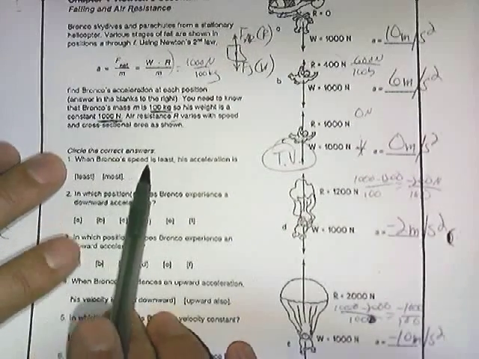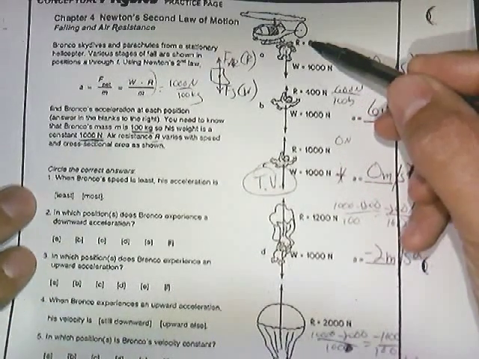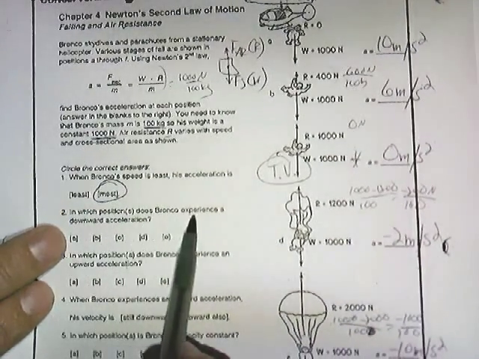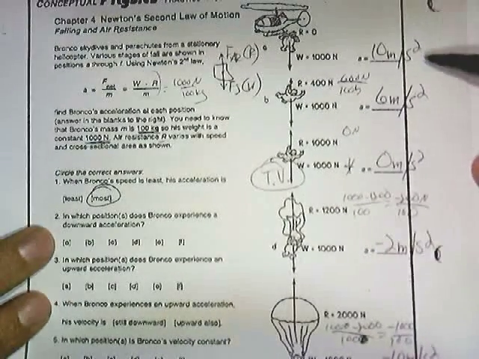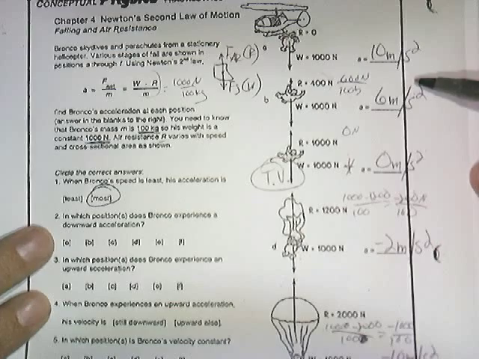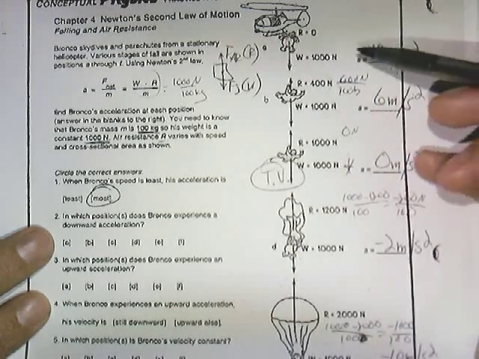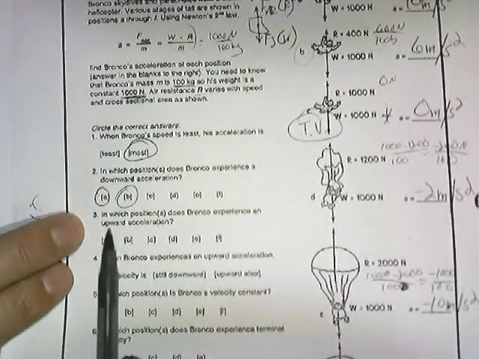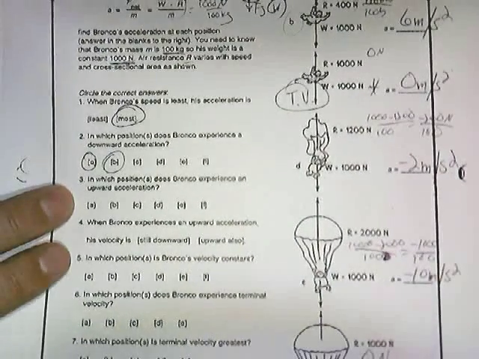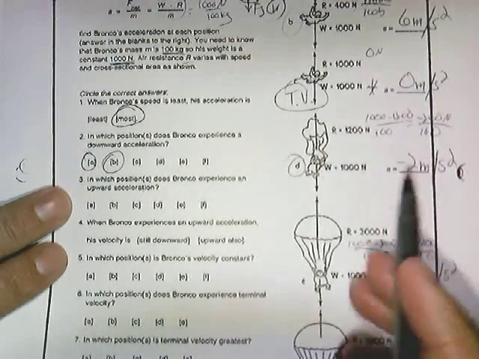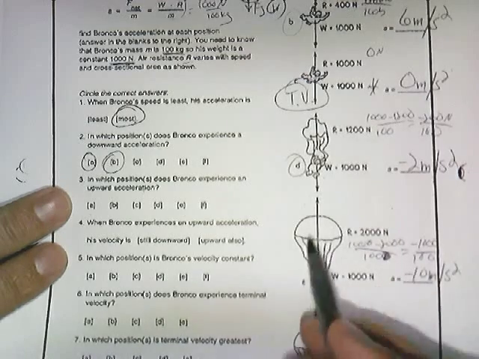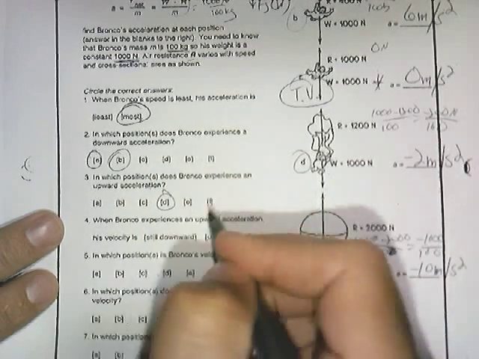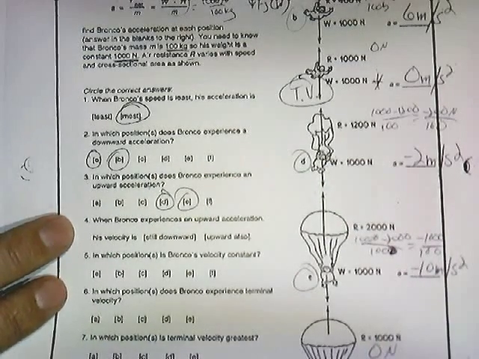When Bronco's speed is the least, or 0, right here, his acceleration is the greatest. In which position does Bronco experience a downward acceleration? Well, we're looking at a downward acceleration. Downward here, boom, location A and location B. In which position does Bronco experience an upward acceleration? Well, that's going to be locations, where am I at here? Oh, D and E. Let's see, D and E. Yes, sir, or ma'am, or whoever's listening here. If anybody's listening. If not, oh well.